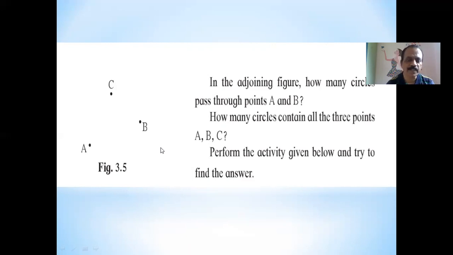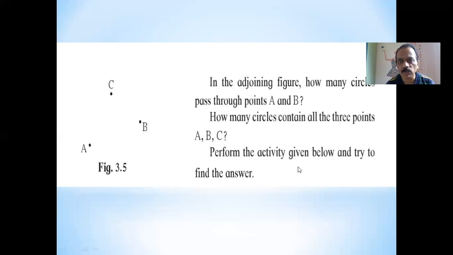This is the point of A and B. How many circles contain all the 3 points? Look here, there are A, B, C. These 3 points are given. These are non-collinear points, so how many circles can we draw which are passing through these 3 points? There is only one circle which is passing through A, B, and C.